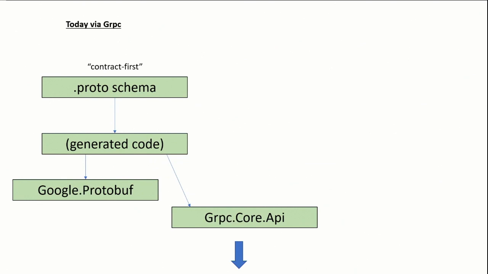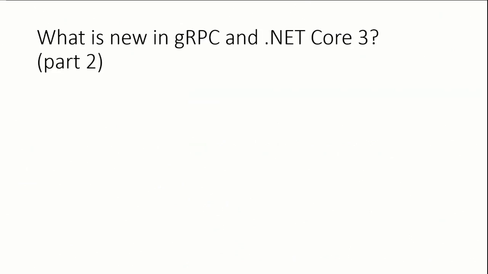So, what do we have today? We've got a .proto schema, and from that you can get your generated code that happens to talk Protobuf, and then with that you can talk to the gRPC core APIs. Now, what I want to talk about next is what else are we going to have? What else can we do with this? I feel like we can do things to clean up this API and make it more conducive to most .NET developers, or at least most.